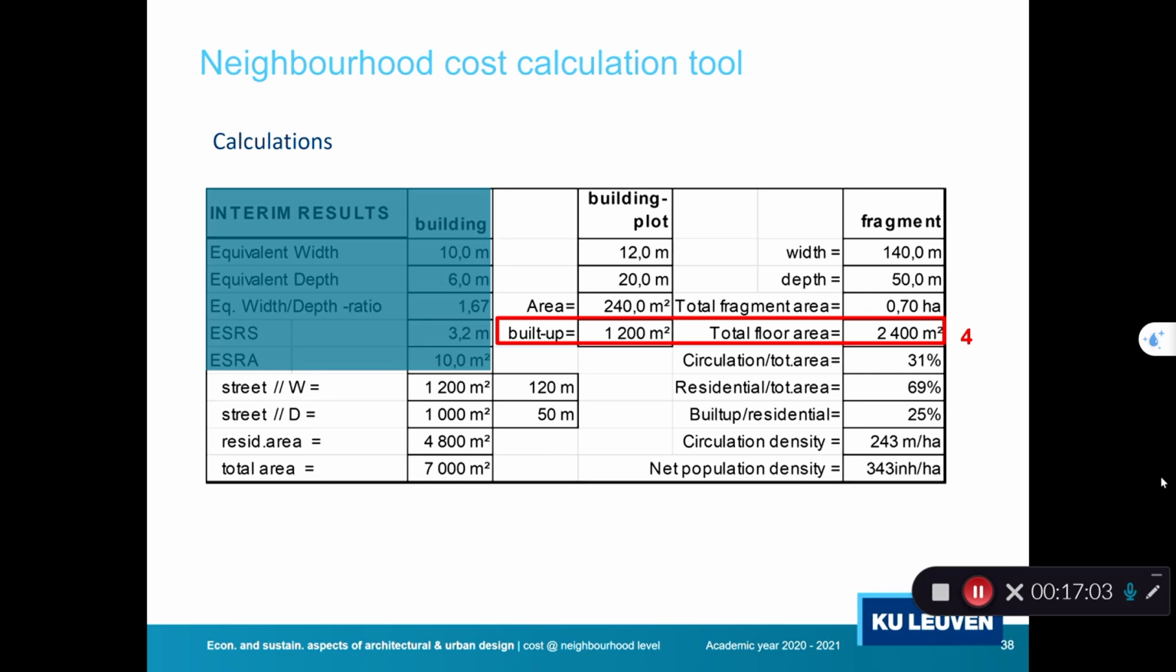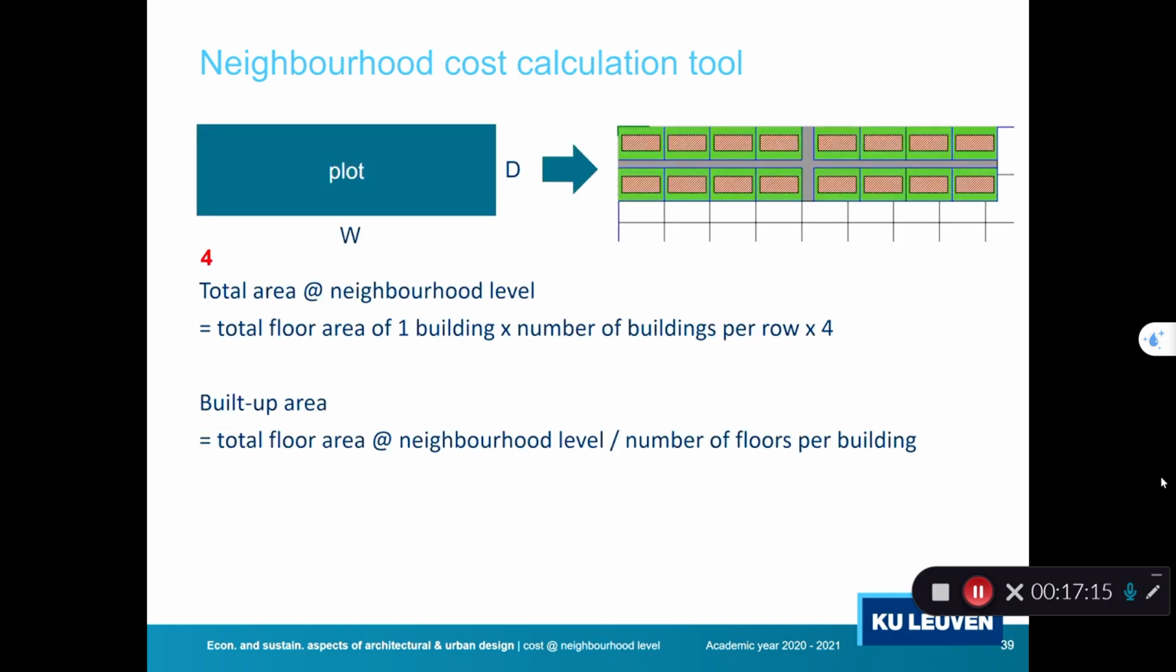A last input that we need to calculate before we can look at the density parameters is the difference between the built-up area and the total floor area. The built-up area is the footprint. So it's really the ground floor area of all the buildings in our fragment. While the total floor area are the floor areas of all the buildings, but looking at the different floors in a building.